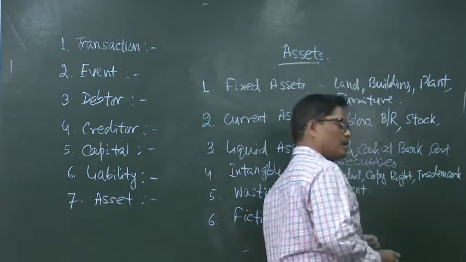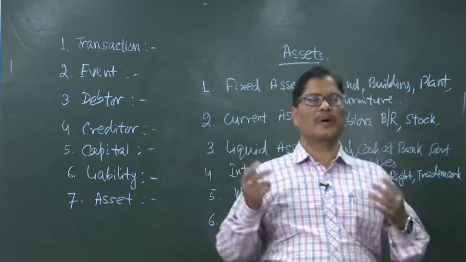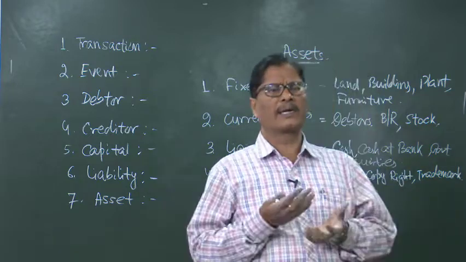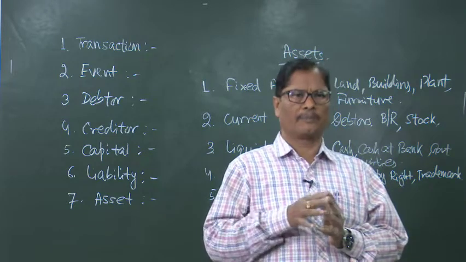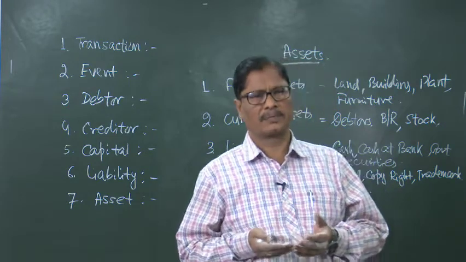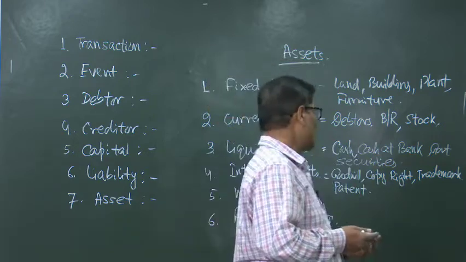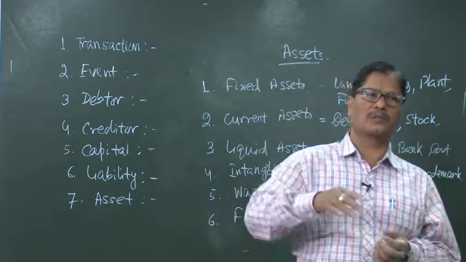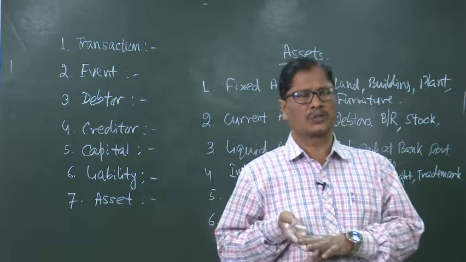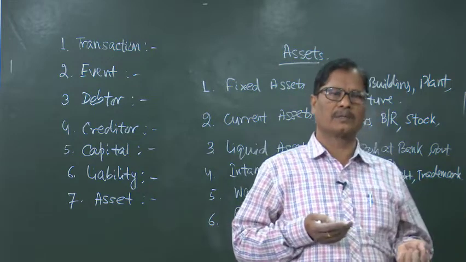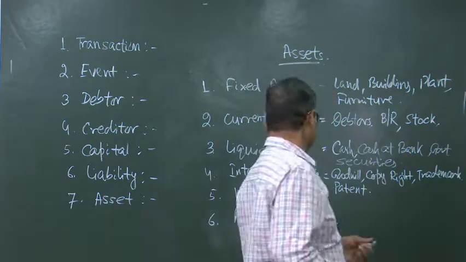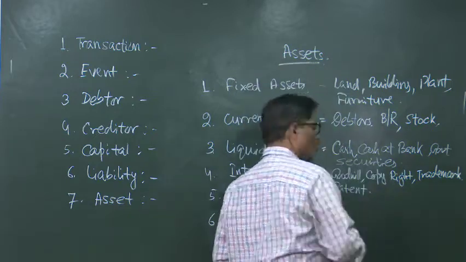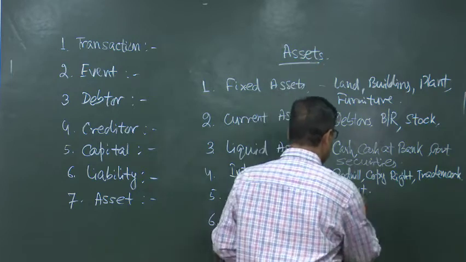Similarly, patent. Patent is for medicines and other technical things, where the patent right is always with those who are the inventors of that, and if they give the right to produce those medicines or those goods, then they will charge something for their patent. Patent is their ownership. Then we will come to wasting assets. Wasting assets mainly refers to the mines.